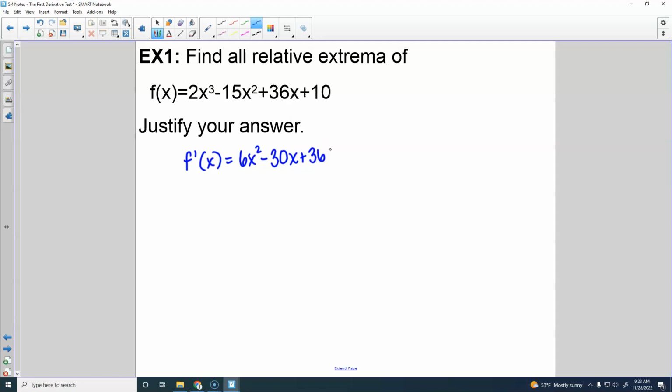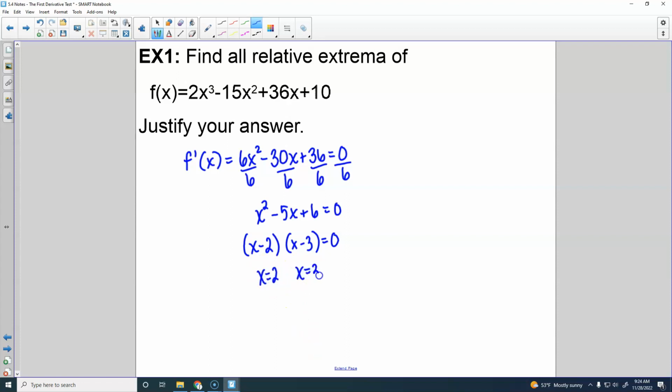Good. Once we take our derivative, we're looking for critical points. We're going to set this equal to 0. I would go ahead and divide off a 6. Since 6 goes into all of these evenly, it's going to make it easier to factor. So x squared minus 5x plus 6 equals 0. That is going to be x minus 2 and x minus 3. You factor it, and that'll be x equals 2 and x equals 3. So these are our critical points, or critical numbers.